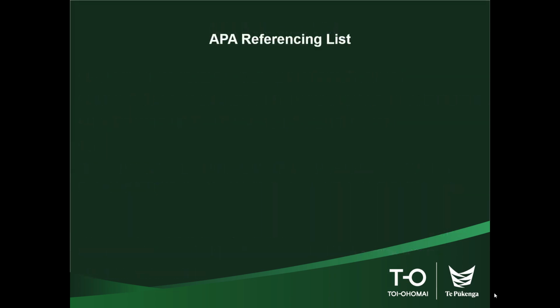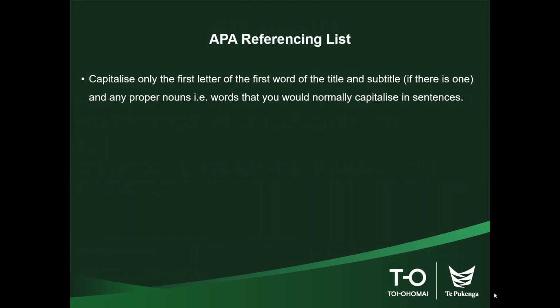When typing the title, make sure to only capitalize the first letter of the first word of the title, and subtitle if there is one, and any proper nouns, like words that you would normally capitalize in sentences. For example, the title Cultural Safety in Aotearoa, New Zealand. Cultural has a capital C as it is the first word. Aotearoa and New Zealand have capital first letters as they are place names, which makes them proper nouns.